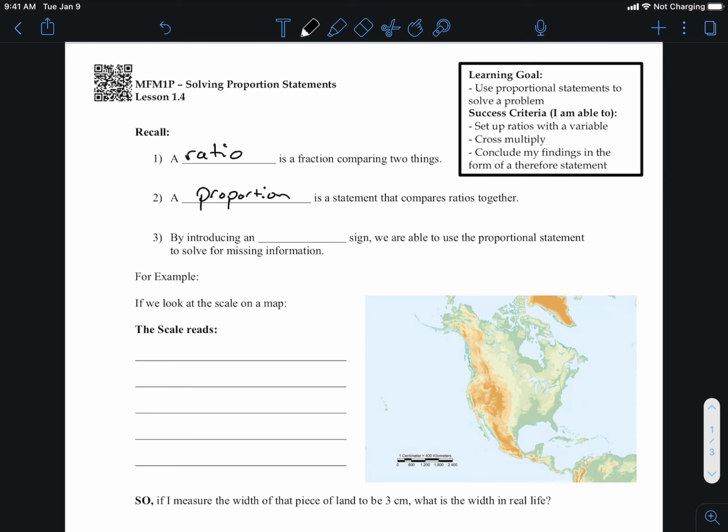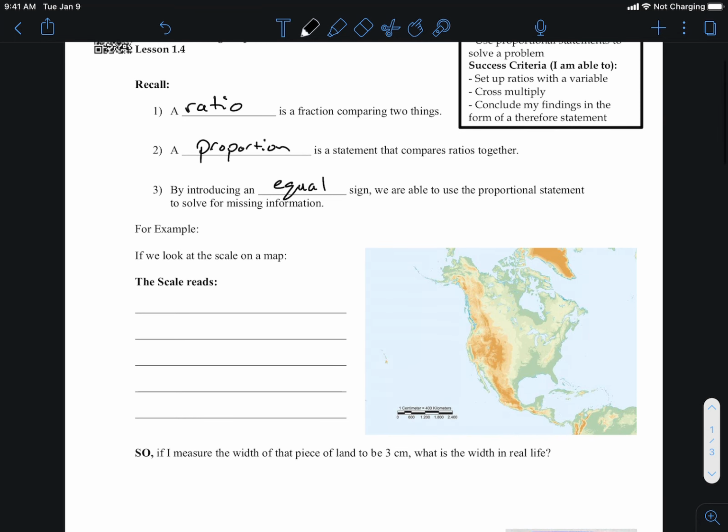Do we have any idea what the next blank might be? By introducing an integer. Okay, that's not bad actually. Yes, we're going to introduce a question mark sign or an equal sign. An equal sign. We're able to use the proportional statement to solve for the missing information.